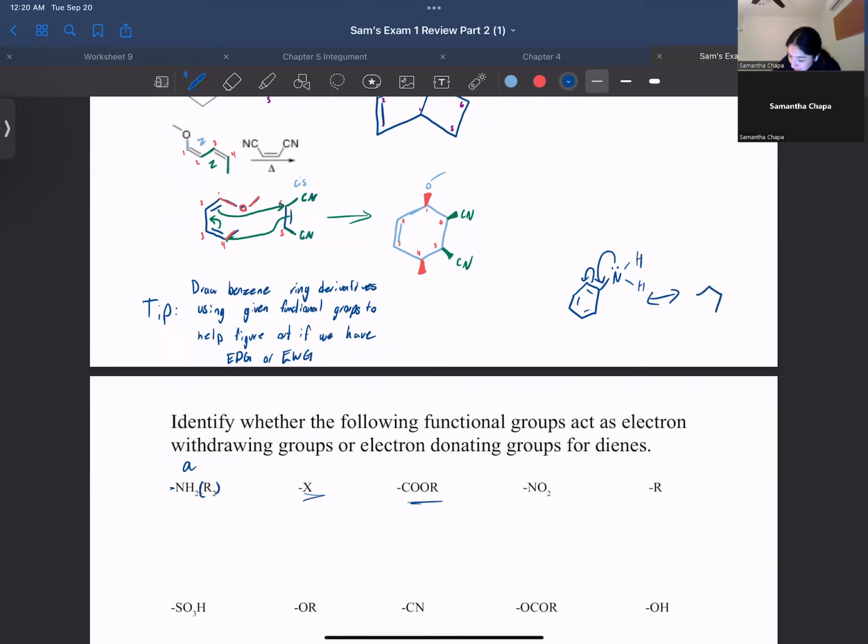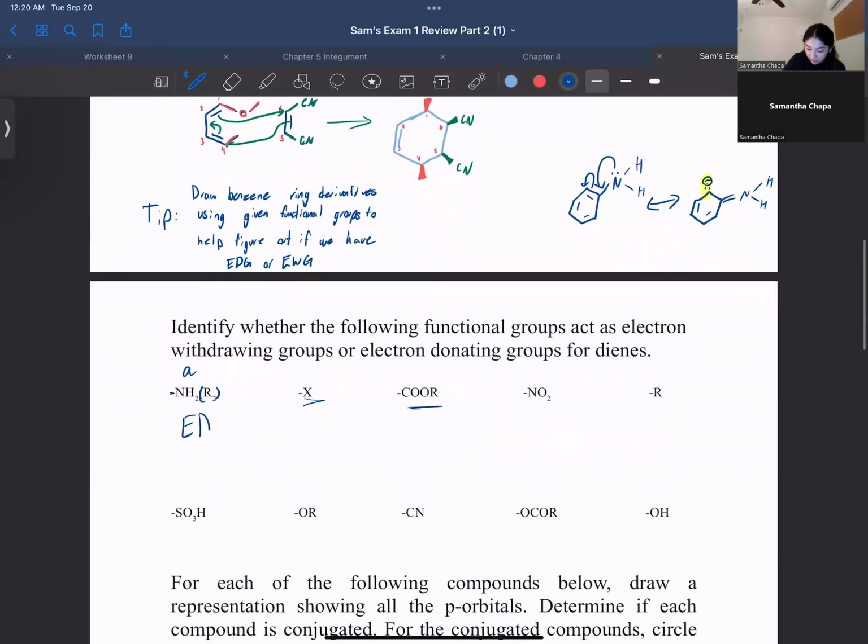And so because of this, I'm able to tell whether we're donating electron density or withdrawing electron density from our groups, from our benzene ring. So here, I drew my resonance structure after I drew my benzene derivative. And so this tells me that my amine group gave electron density towards my benzene ring. And how we would know that is because check the resonance out. We formed a carbanion. We're giving electron density to the benzene ring. We're pushing it to it. So then, since we're giving it electron density, we know that this is an electron donating group.